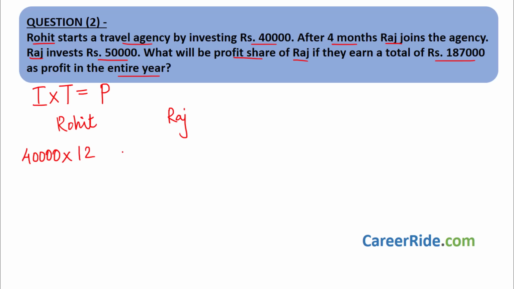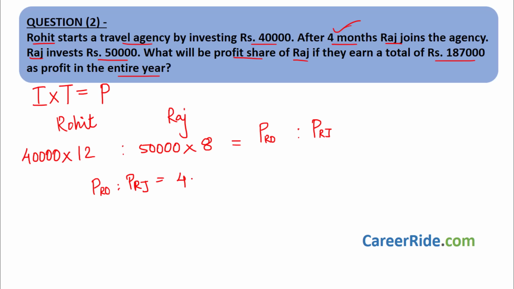So let us write 12 over here. What is the investment for Raj? It is 50,000, multiplied by, for how many months did Raj invest? Raj joins 4 months after the start of the agency. So 12 minus 4, 8 months is the investment time period for Raj. That will be equal to the profit of Rohit is to the profit of Raj.